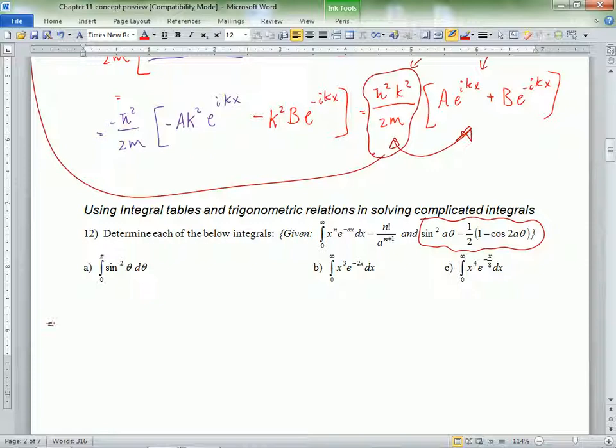So this is going to equal the integral. I'm just copying everything, and all I'm doing is substituting in for sine squared theta. And sine squared theta is this whole big mess. If I'm going to use this substitution, though, what does my a have to equal?